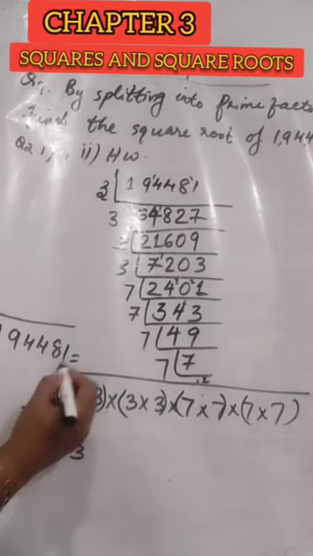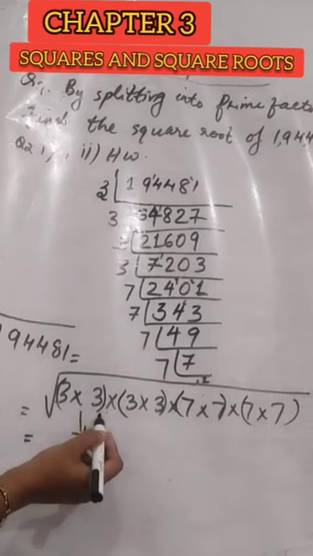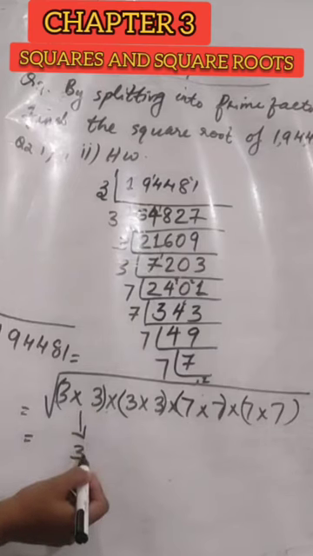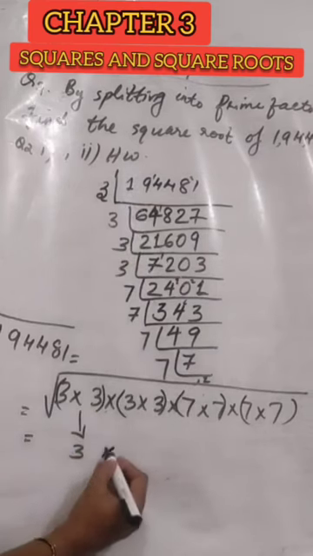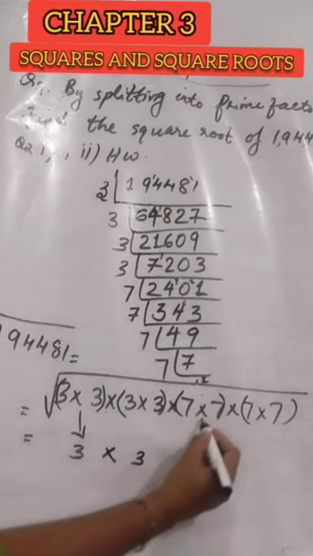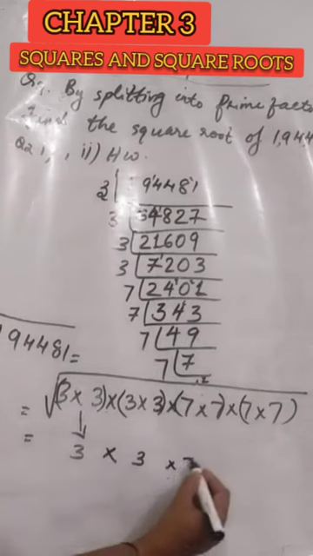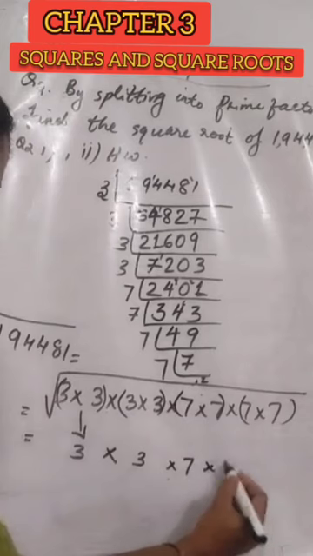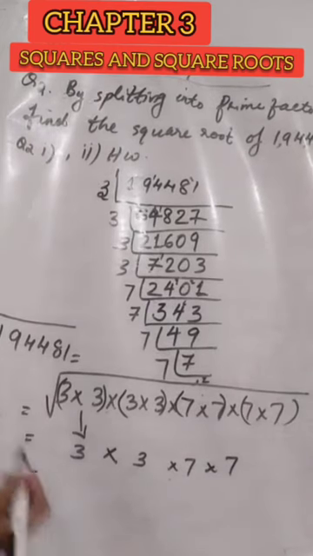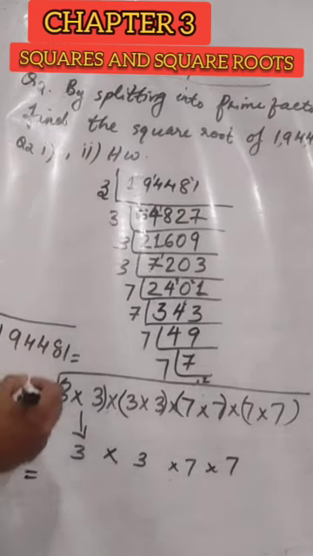What is the square root of 3 into 3? 3 3s are 9. The square root of 9 is 3, no? So take one number outside. Here also 3, and the square root of 7 into 7 is 7. So thus we obtain the square root of this number.